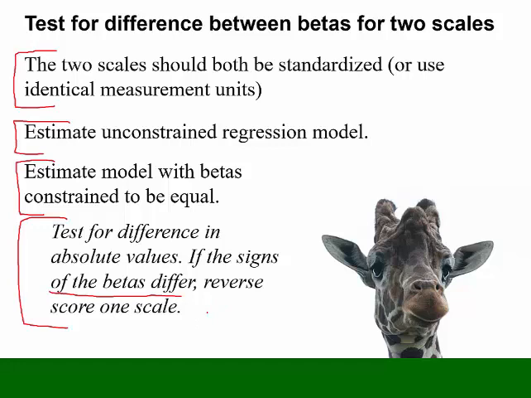So if you run a regression and one beta has a positive value, the other has a negative value, it probably means you need to go back and reverse score one of your variables so they're both going in the same direction, so that you can test for a difference in absolute values and not have your results messed up by the fact that they're scored in two different directions.